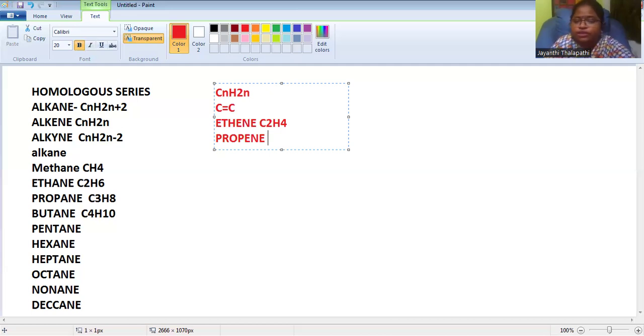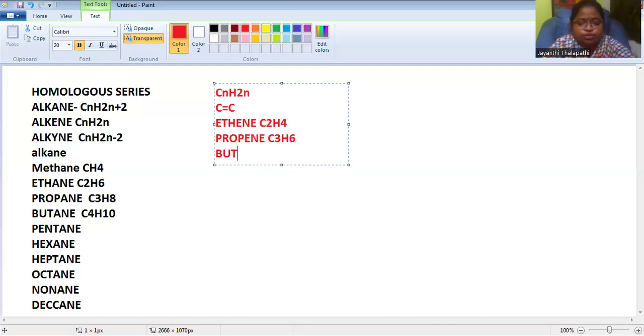Propene. How many carbon atoms? Prop means 3 carbon atoms, as I said. Sometimes you might get confused with pent, but remember pentagon when you see pentane. So propene has 3 carbon atoms. Using the general formula H2n, which means 2 into 3, hydrogen will be 6. Propane is C3H8, and propene is C3H6.